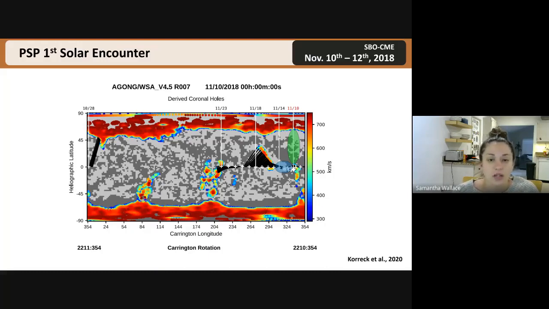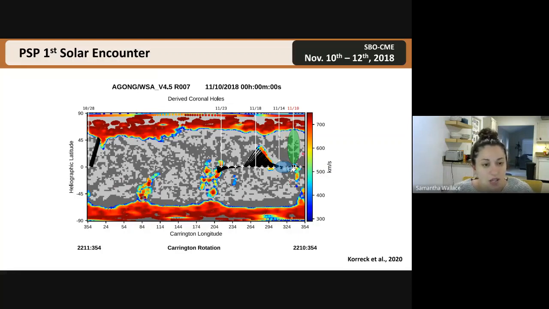But we used the average speed of the event and assumed radial propagation. And then we're able to narrow down the source region of this event in that way. So the blue oval here is where Parker was co-rotating with the sun. However, if you look at the coronagraph data, the first evidence of this eruption was November 10th at about 2 a.m. So that's the green oval here.